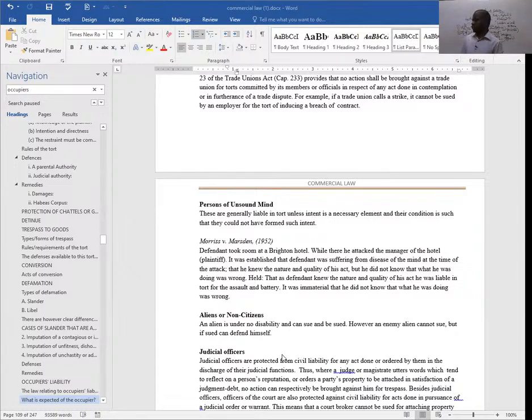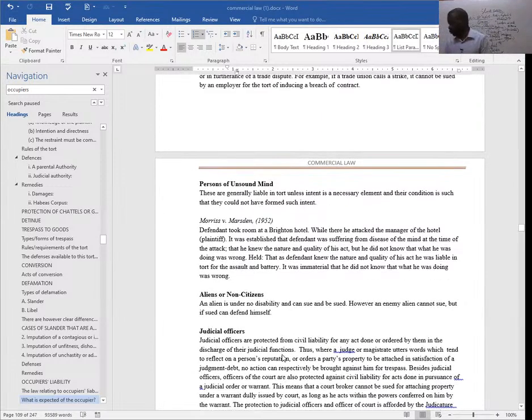Judicial officers. Judicial officers are protected from civil liability for any act done or ordered by them in the discharge of their judicial functions. That's where a judge or a magistrate utters words which tend to reflect on a person's reputation, or orders a party's property to be attached in satisfaction of a judgment, that no action can be brought against him for the trespass.